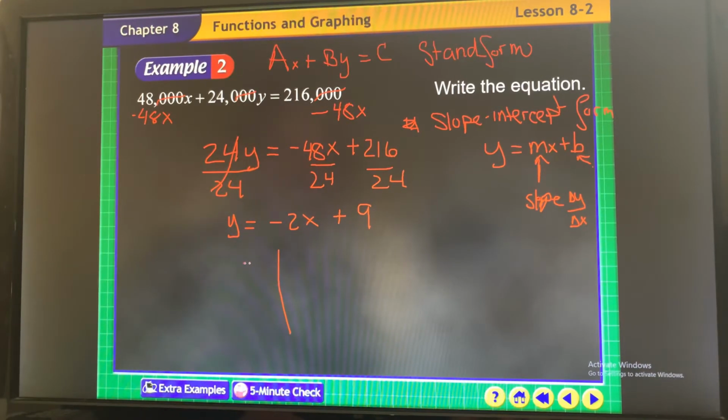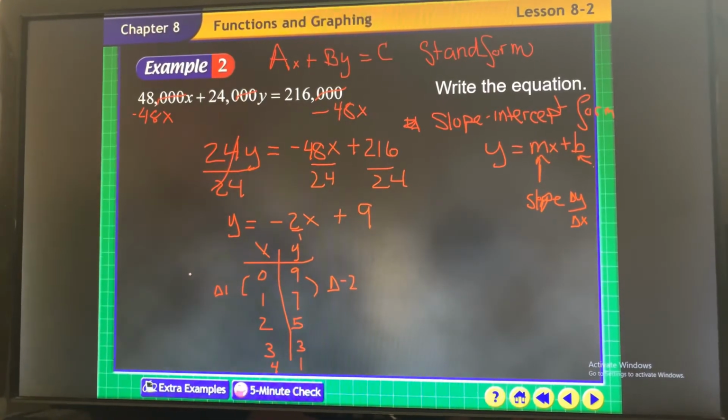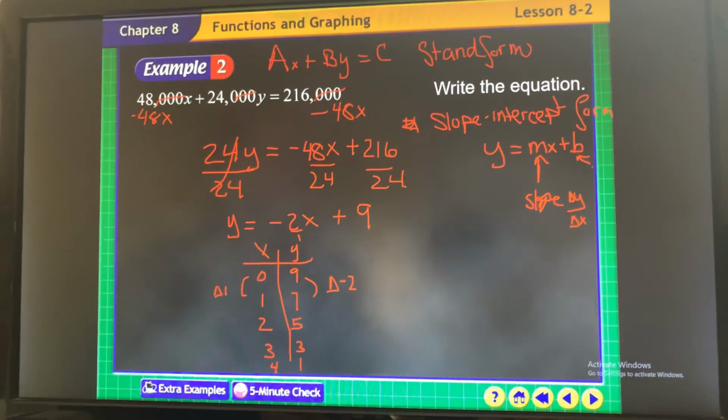So when I make my table, x, y, if I have 0, I know 9 goes right here. Now remember, this is over 1. So I know my x is changing by 1 and my y this time is changing by a -2. So when I have 1 right there, I go down 2. I have 2 here, I go down 2. I have 3 here, I go down 2. I have 4 here, I go down 2. And that's good, okay? So again, going back up.